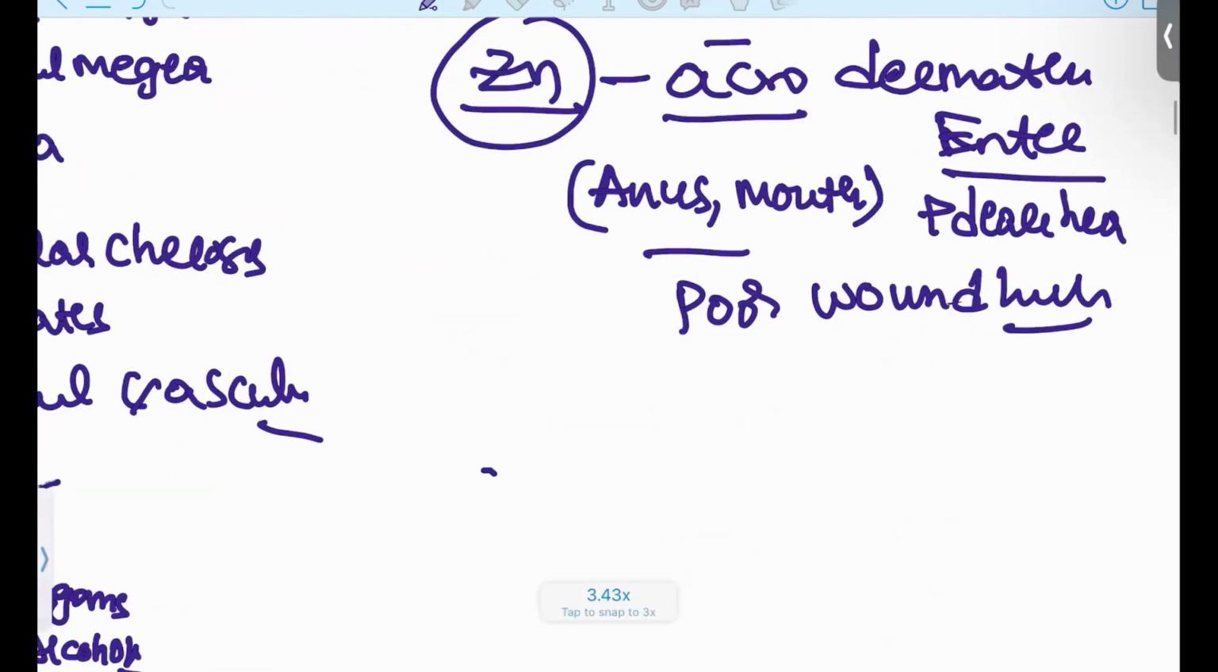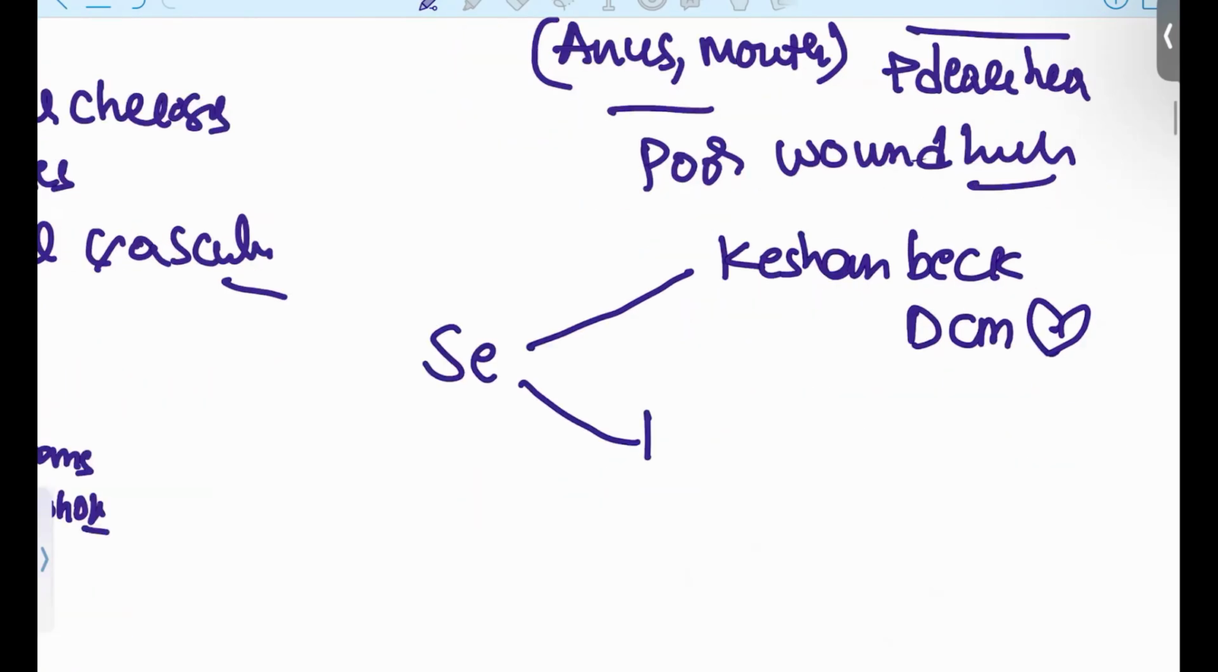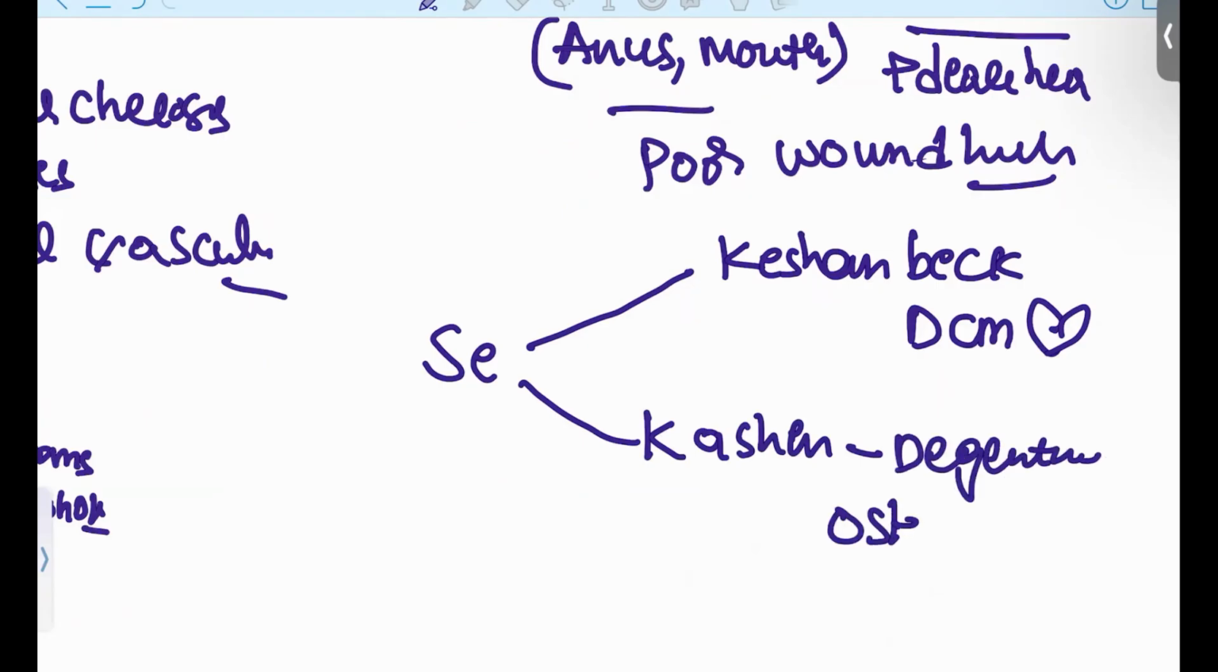Next one is selenium. Selenium deficiency can cause two types of diseases. One is Keshan disease. This Keshan disease involves dilated cardiomyopathy. Okay, the heart is involved. And the other is Kashin-Beck disease, which includes degenerative osteochondropathy. Okay, meaning bone disease is involved.